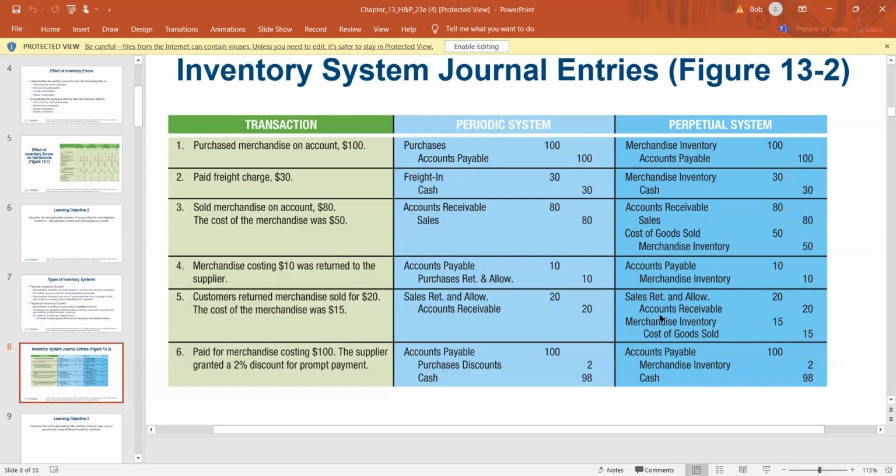Customer returned something for $20. Okay, well, we got to reduce our net sales with a debit to the contra account, sales returns and allowances, and we credit accounts receivable. But we also will account for the cost of goods sold, the $15. Here, we're going to reduce our cost of goods sold because the goods were returned to us, and they're resellable. We just put it back up on the shelf and debit merchandise inventory. And again, where you see the word purchase, you just change it to merchandise inventory, okay?